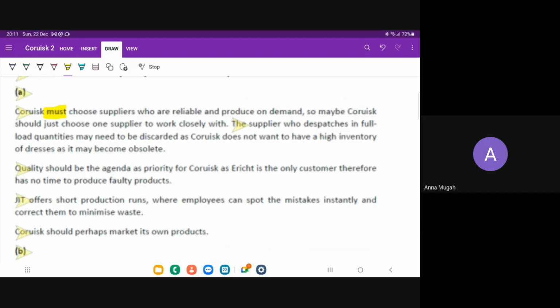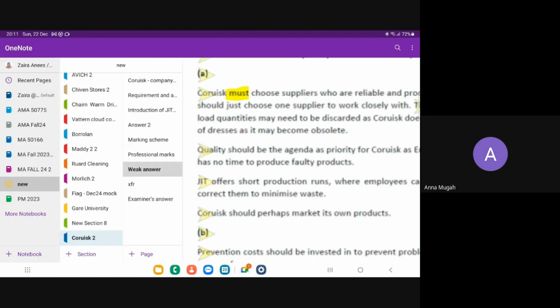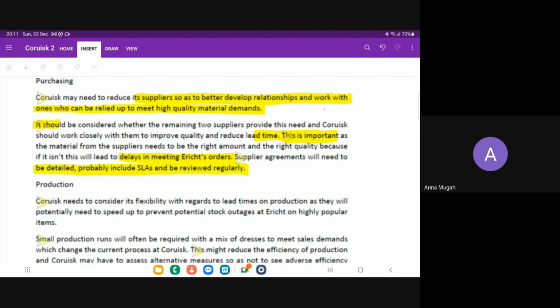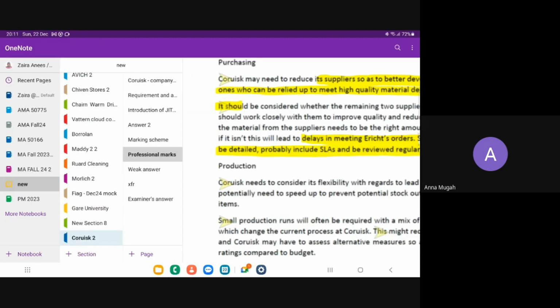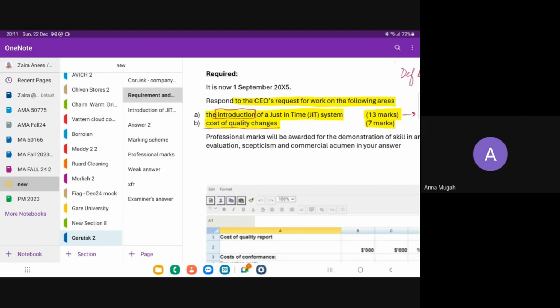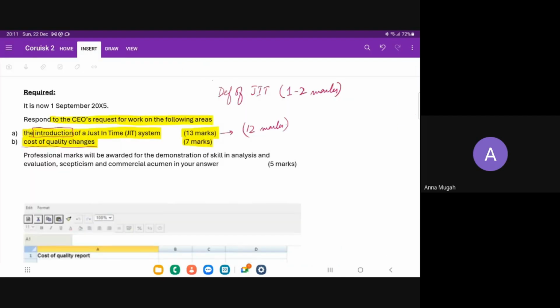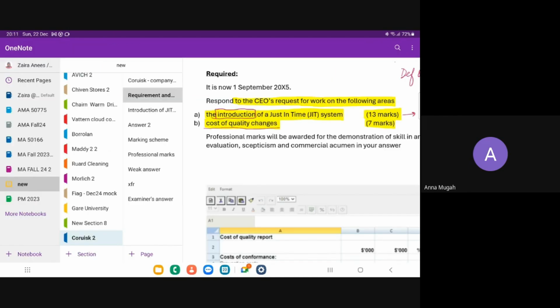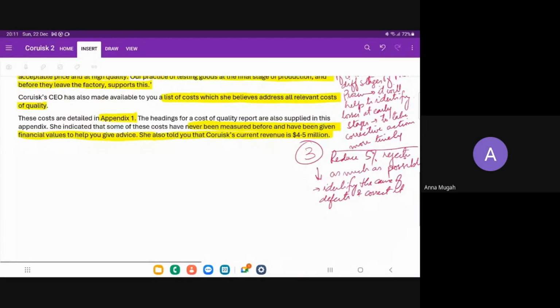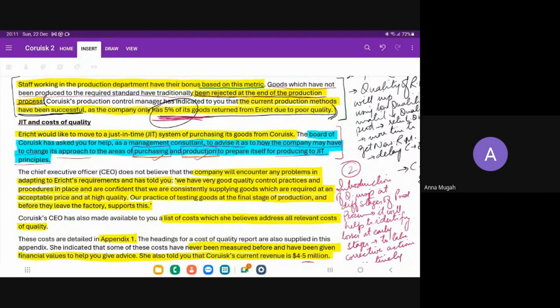So this examiner is considering a weak answer, right? So you must write along with the justification. Justification is extremely important, right? So again, you have to build that habit of answering like this. Okay. And the second one says cost of quality changes, right? Cost of quality changes is the next point. What they are saying is JIT and cost of quality.